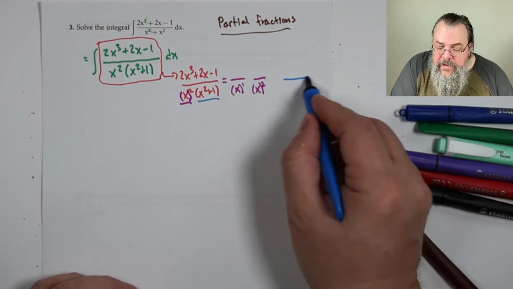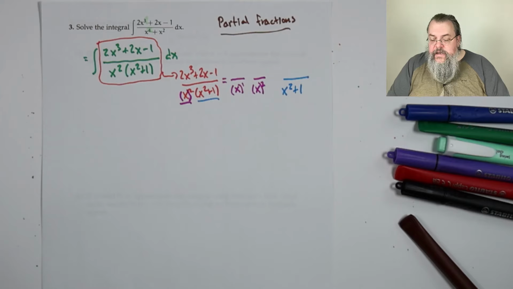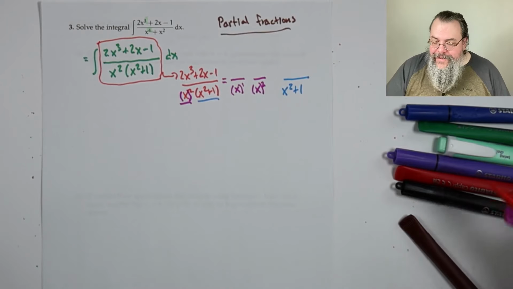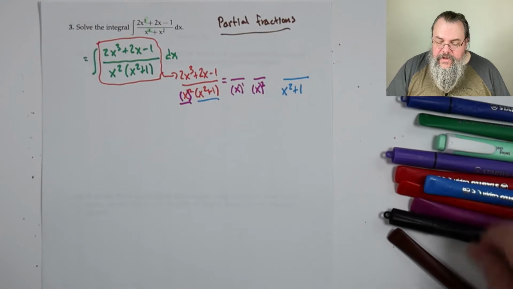On the other hand, you have this x squared plus 1. Okay, so that's going to be a piece, and there's just one of them. And now, the important thing: what goes upstairs? Well, that's what we're trying to find out. That's the whole point of what we're doing.